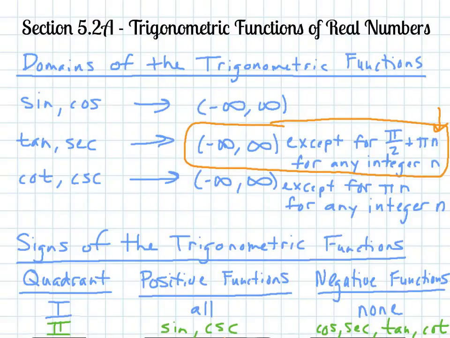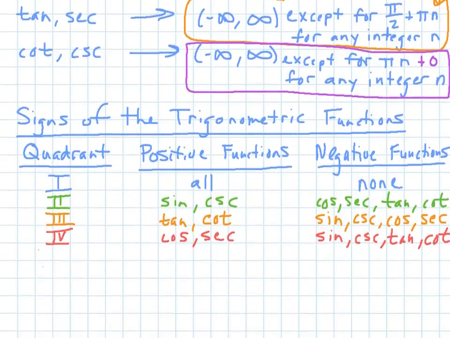Same thing for cotangent and cosecant. It's just that it happens at every pi. So starting at 0, and we don't put the plus 0, but you could if you wanted to. But every pi, so at 0 pi, 1 pi, 2 pi, 3 pi, in both directions, you're always going to get an undefined line for cotangent and cosecant. Okay? So that's what those are saying.